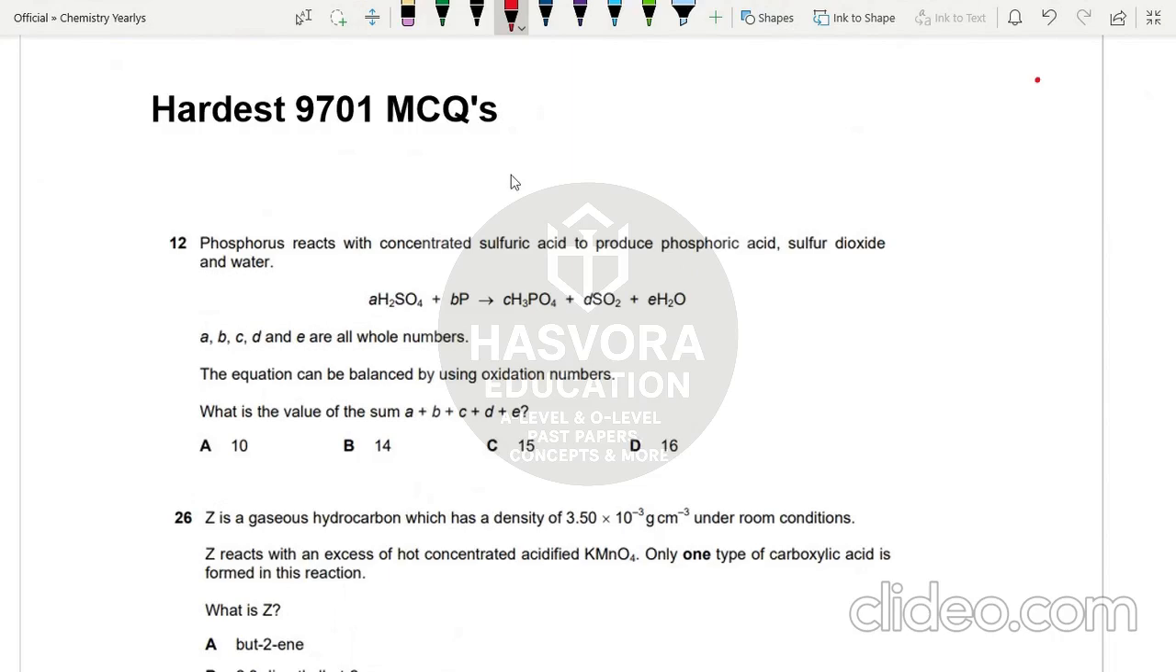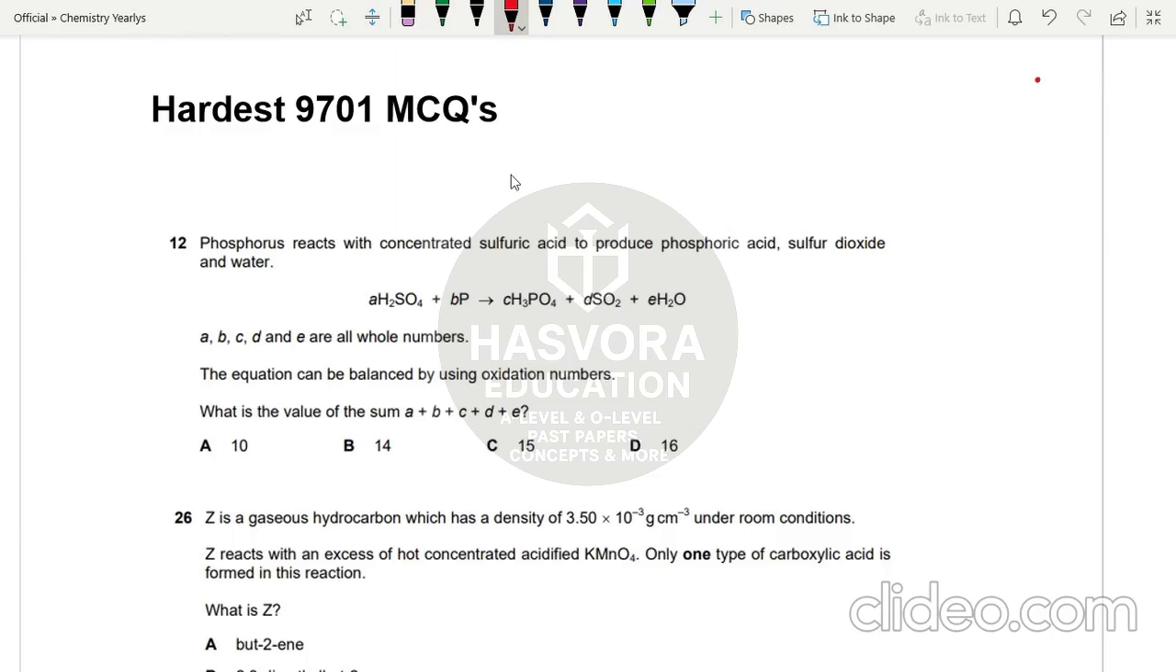The first question is: phosphorus reacts with concentrated sulfuric acid to produce phosphoric acid, sulfur dioxide and water. So A, B, C, D and E are the whole numbers. The equation can be balanced by using oxidation numbers. So what is the value of the sum of A plus B plus C plus D plus E? Now first of all, we are going to balance this equation using the electron movement and the oxidation numbers.